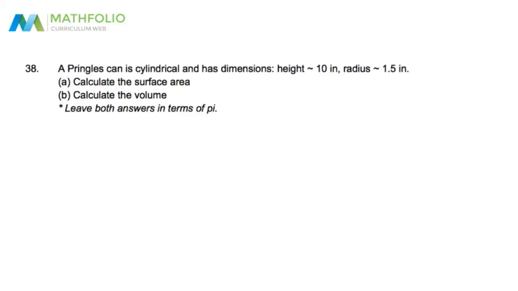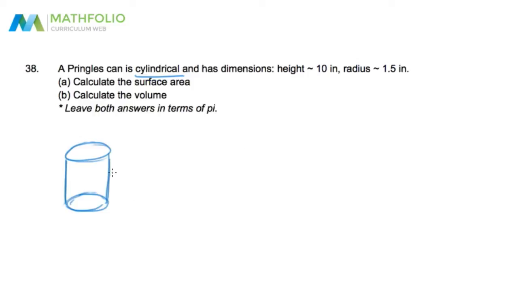Okay, question number 38. Okay, so a Pringles can is cylindrical, and it has dimensions of height approximately 10 inches and radius approximately 1.5 inches. So cylindrical means it's a cylinder. So we could draw it, we don't necessarily need to. And again, when you're drawing shapes like this, you could just draw a circle on the bottom, draw the same circle on the top, and then connect them. And that's one way to show this.